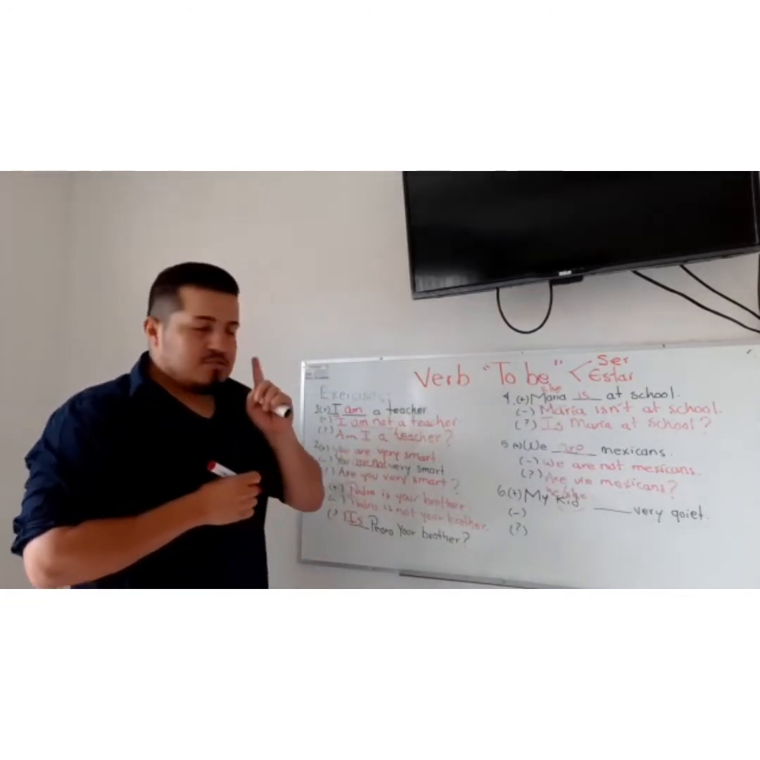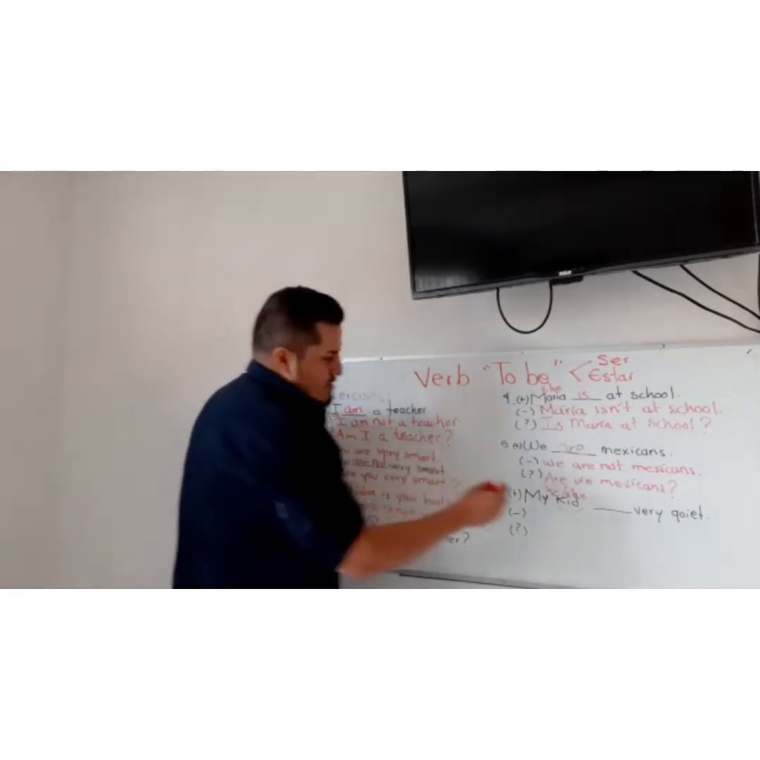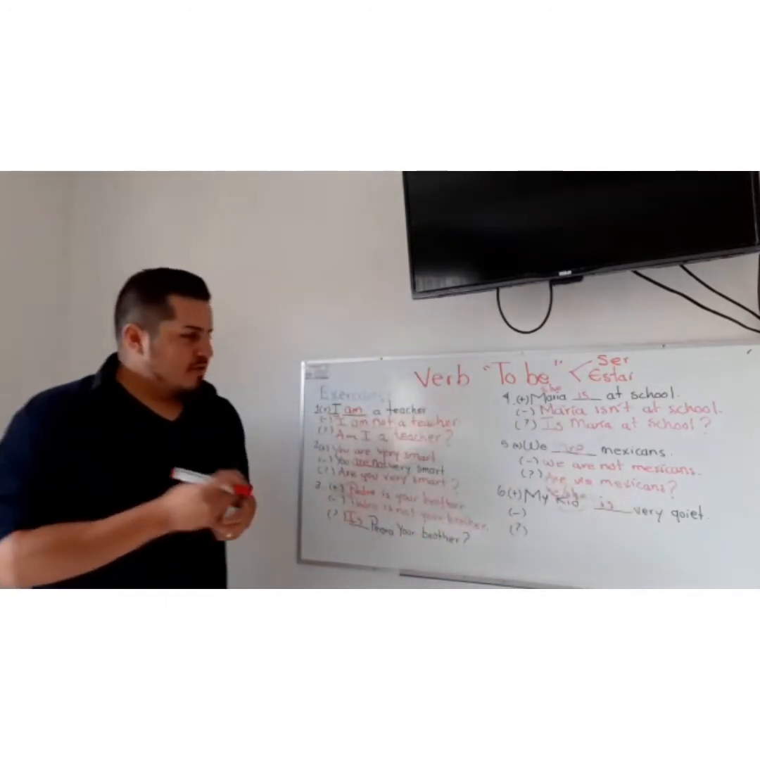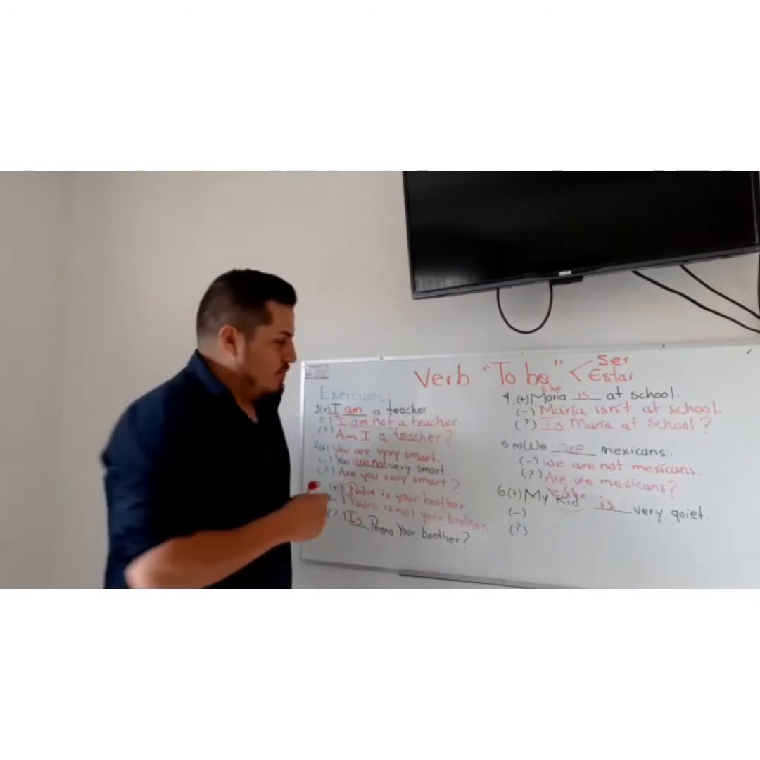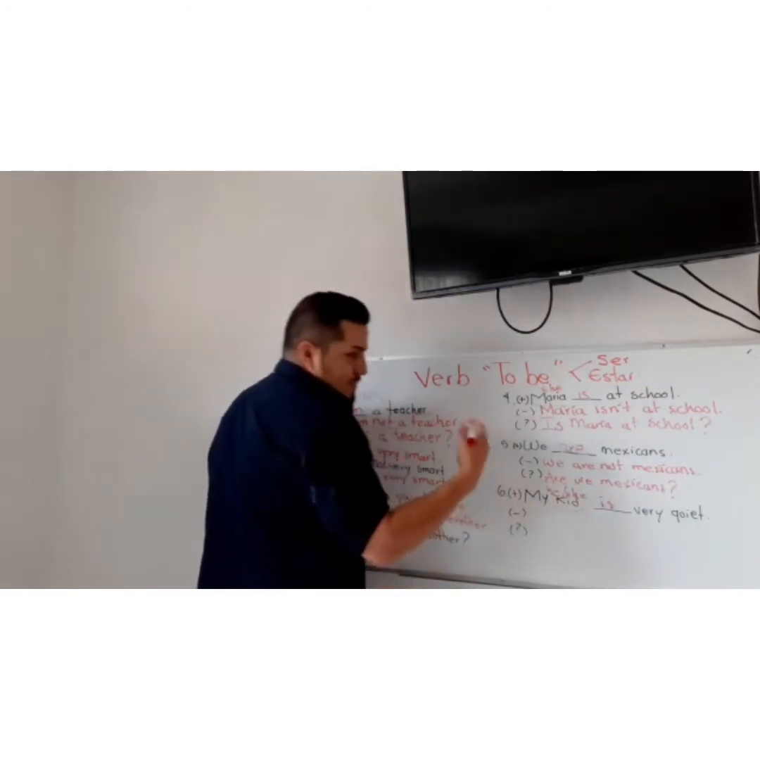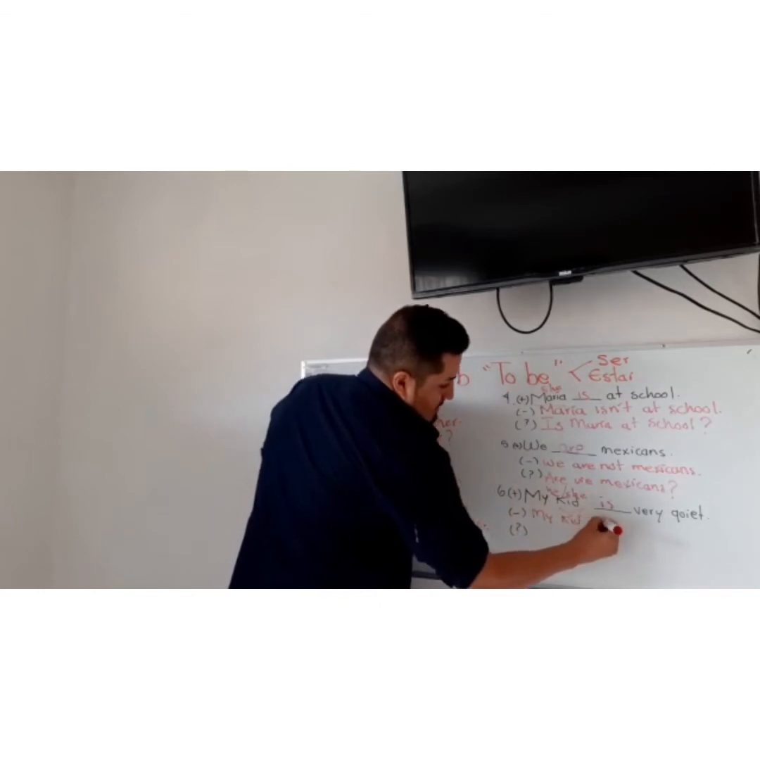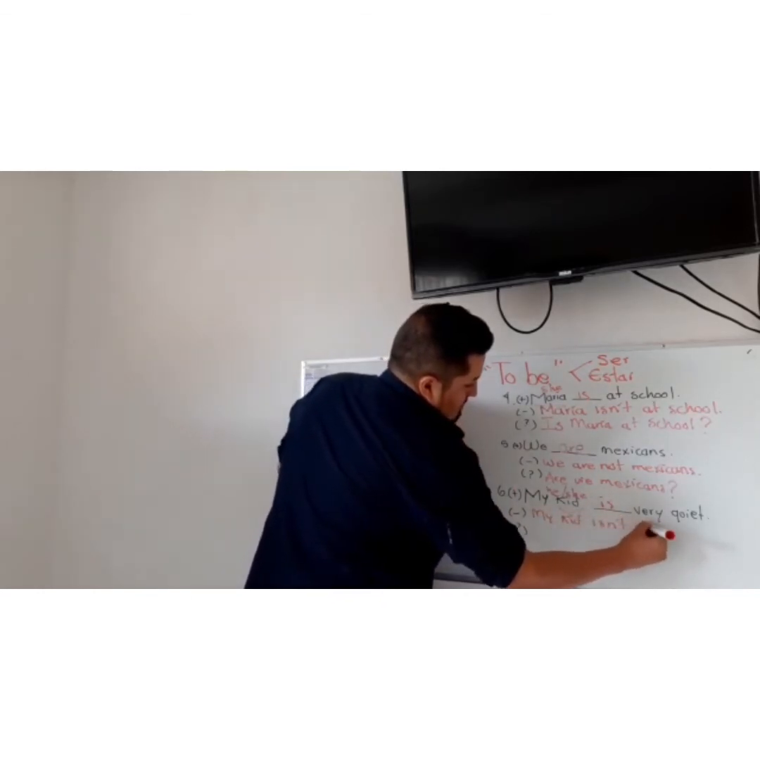But it's the person of the singular. The conjugation for those would be is: my kid is very quiet. Mi niño es muy tranquilo. Now the negative is the opposite of that: my kid isn't very quiet.